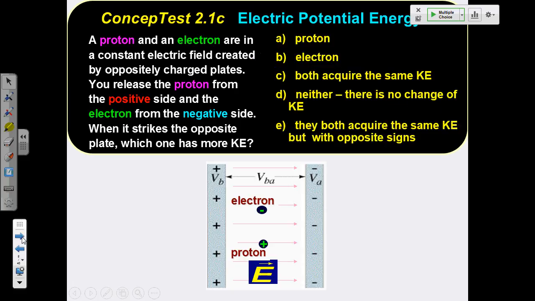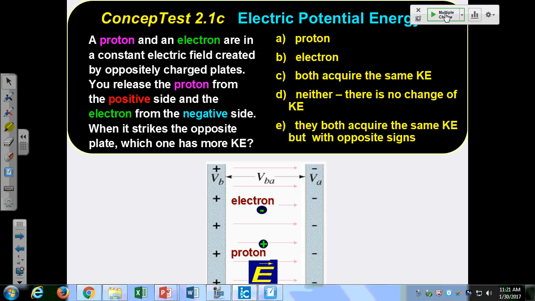All right, the electron because it has a smaller mass. Which one has more kinetic energy? Think about this. I already said a couple of things, but which one has more kinetic energy when it strikes the opposite plate? Same scenario as we had before. Which has more kinetic energy?